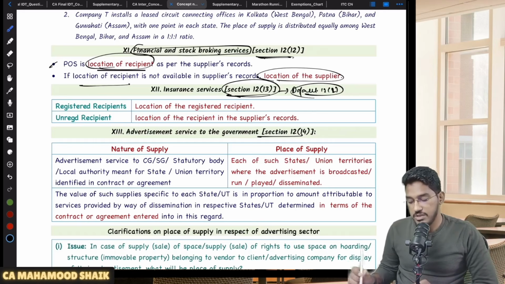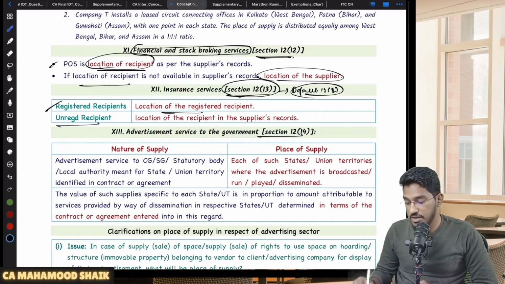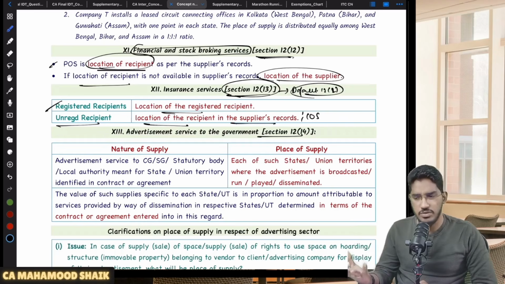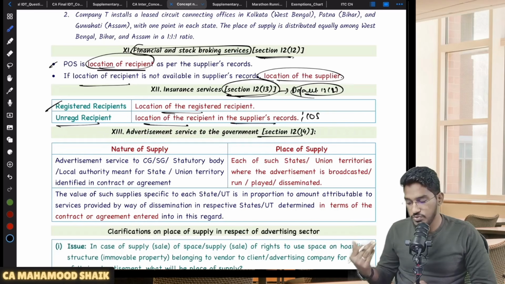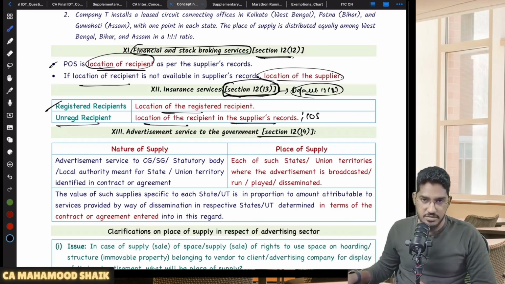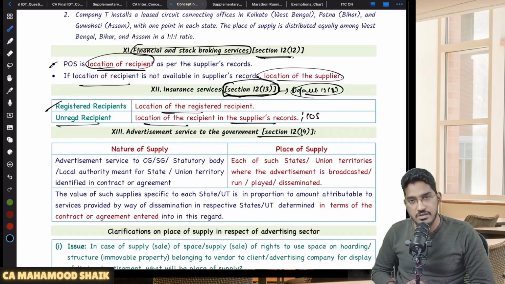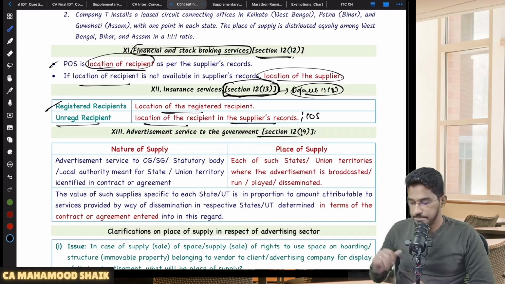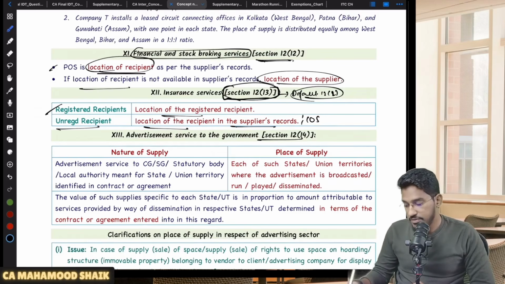But in fact, what 12 subsection 13 says is, if the recipient is registered, location of the recipient. If the recipient is unregistered, location of the recipient, if address is available. If address is not available in the supplier's records, then the location of the supplier, which is very similar to the default rule. Even the default rule says the same thing. So you just remember it as, for insurance services, it will be the default provision only. If the recipient is registered, location of the recipient. If the recipient is unregistered, then we have to check whether the recipient address is available. If the recipient's address is available, location of recipient. If the recipient's address is not available, then the location of the supplier. Clear?